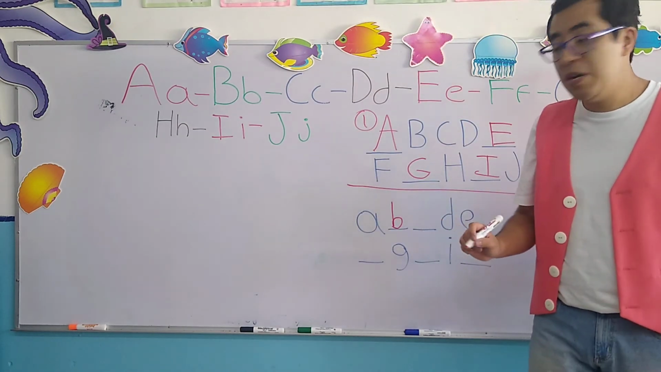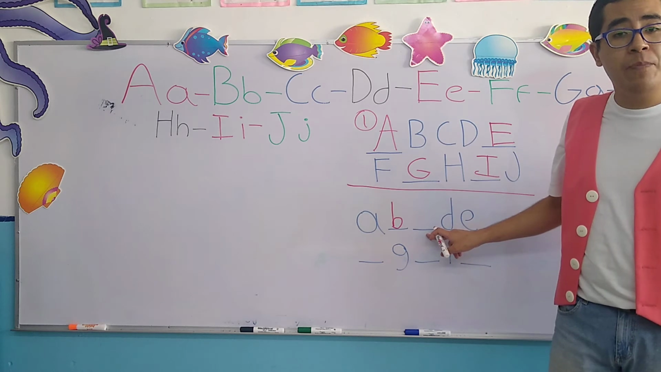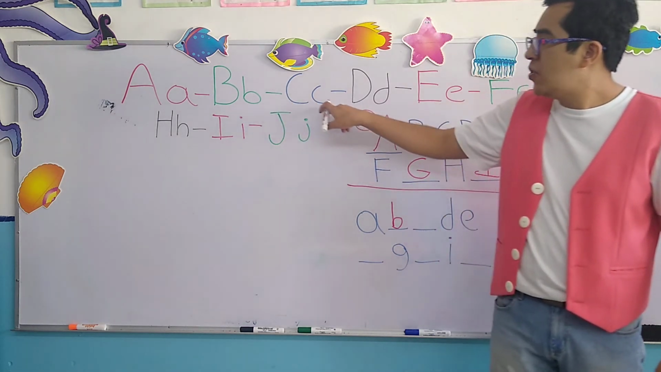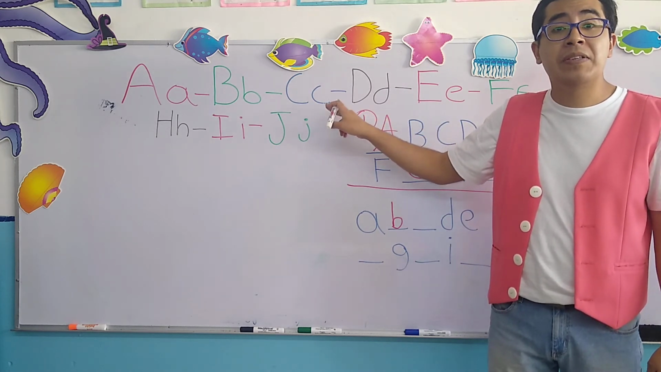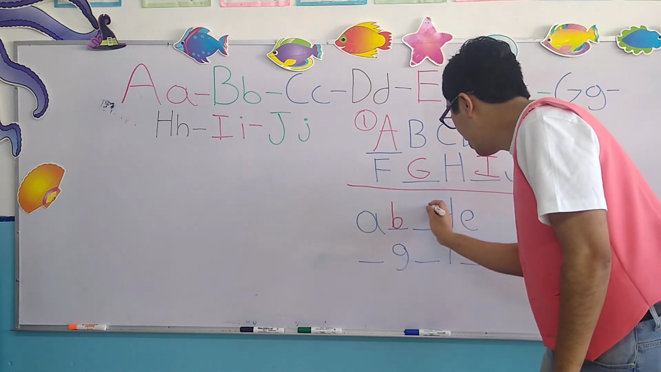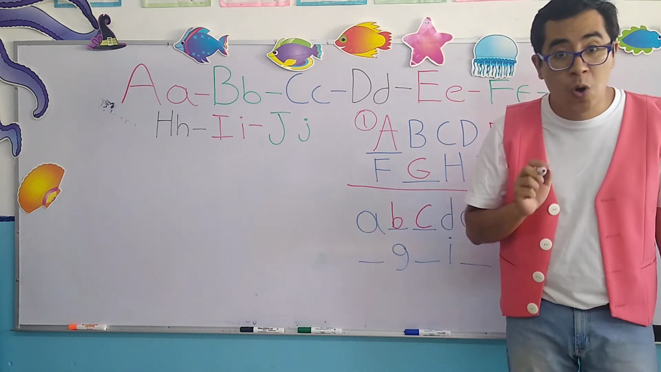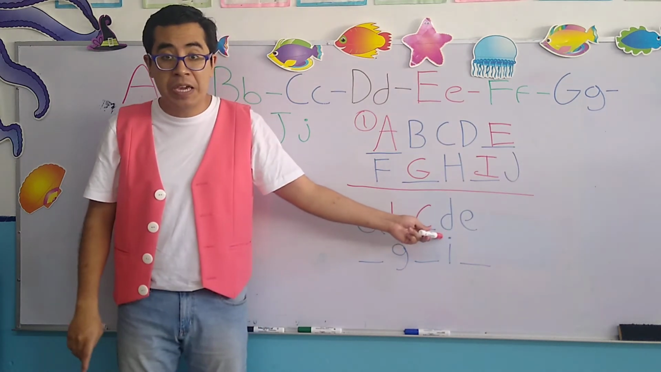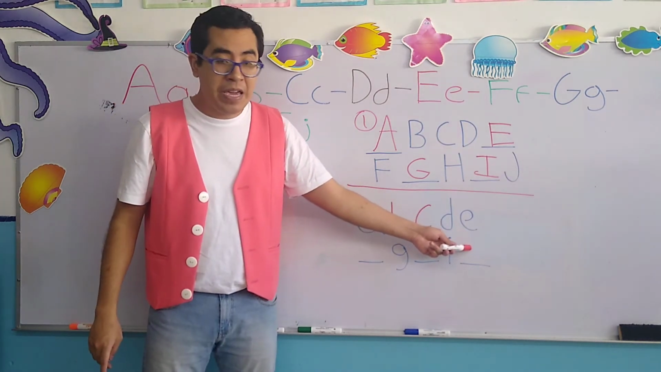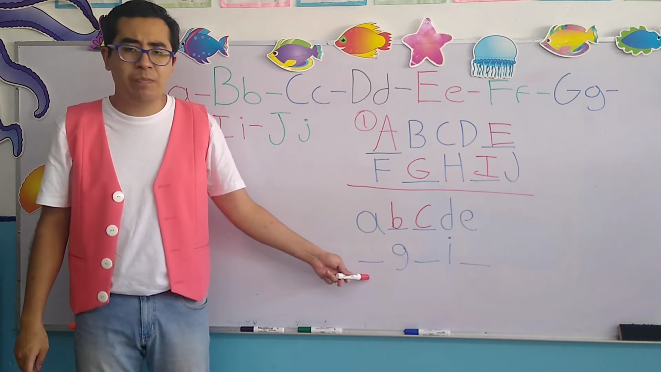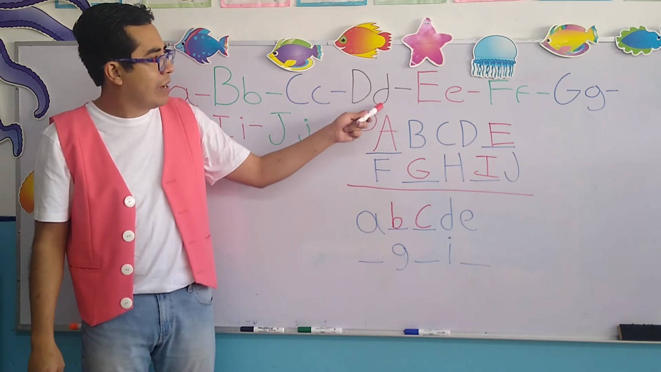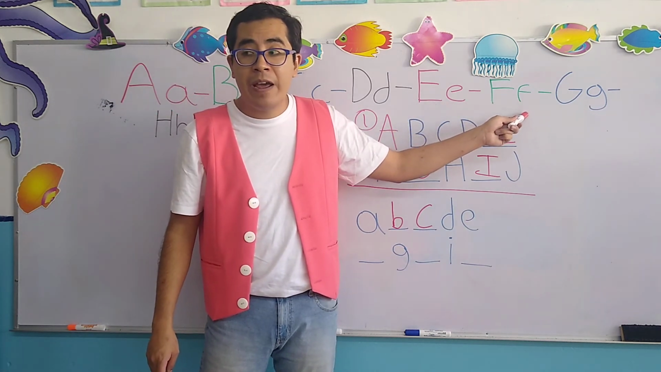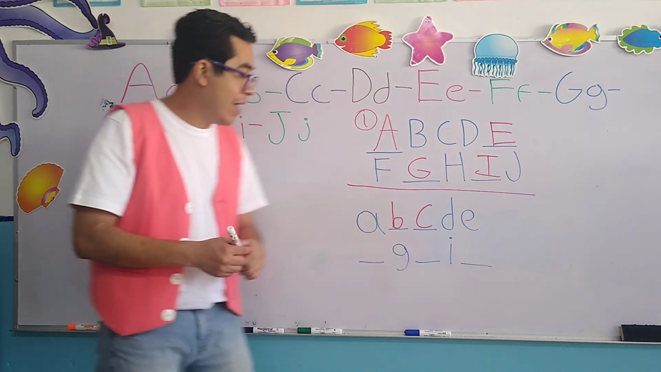Okay? Now, let's continue. Here, we have another blank space. So what's the missing letter? B, C. The next letter is C. Of car, clown, coin. Okay, now let's continue. We have letter D, letter E. Here we have a blank space. So we said letter D, letter E, letter F. The letter F is the next letter.